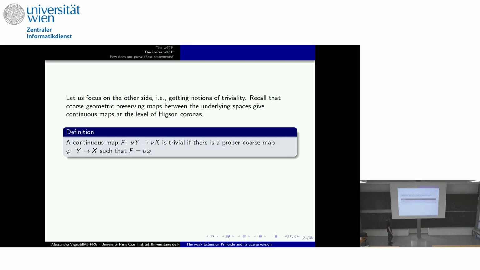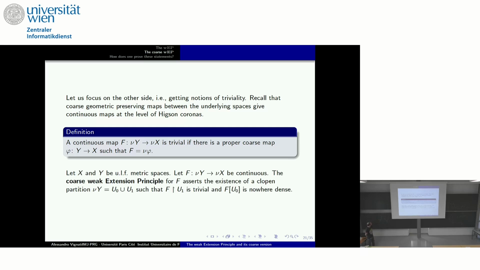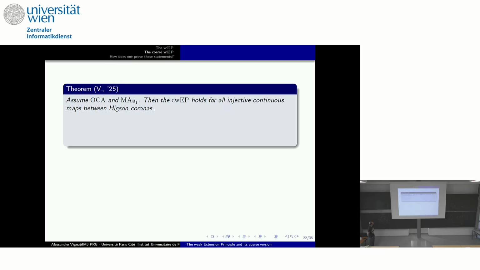So, as I said, if you have maps preserving coarse geometry, you do get maps between the Higson coronas, which preserve the topology. And now I'm going to say that something is trivial if it's coming from something downstairs, right? Okay, so now I'm going to formulate my coarse weak extension principle, which asserts the existence of a clopen partition of the domain of the map, such that I'm trivial on U1 and I'm small on U0. And surprise, surprise, it works. But it works only for injective maps between the coronas. I'm not saying it doesn't work for surjective maps.